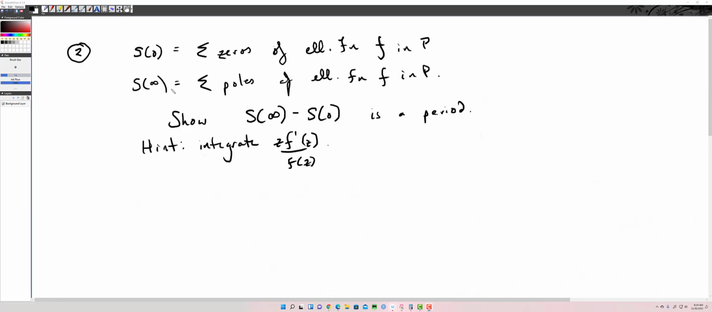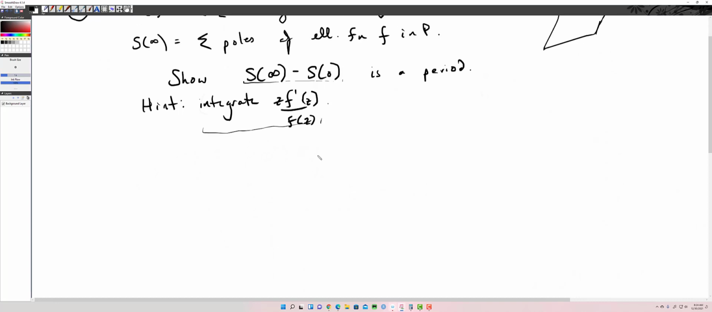Okay, so the next problem gives us a little bit of notation here. So we've got S of 0 is going to be the sum of zeros of an elliptic function in P. And S infinity is going to be the sum of the values of the poles of an elliptic function F in P. So we need to show that S infinity minus S of 0 is a period, and they give us a hint. Integrate Z times F prime over F.